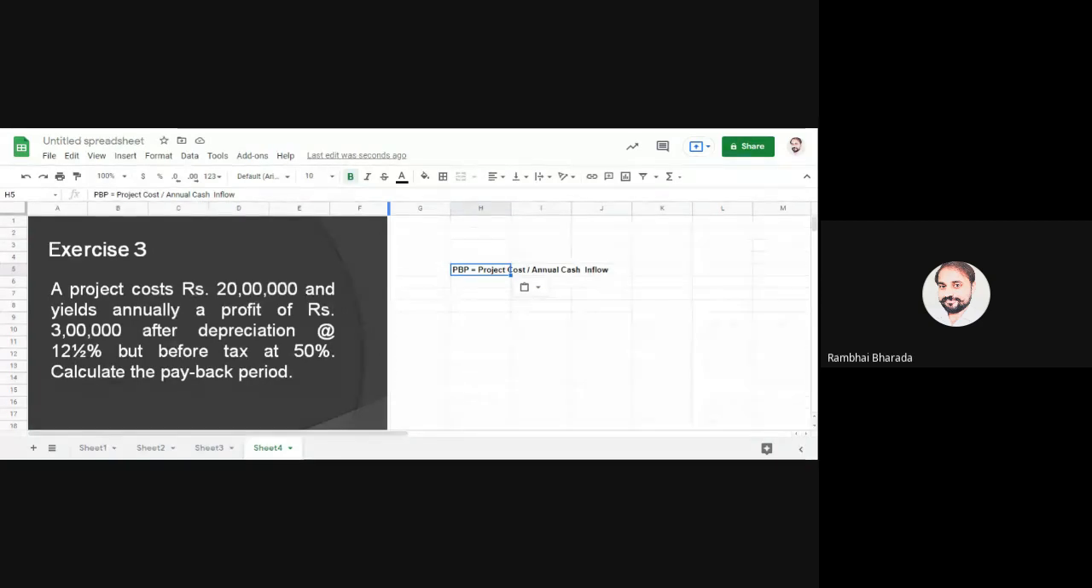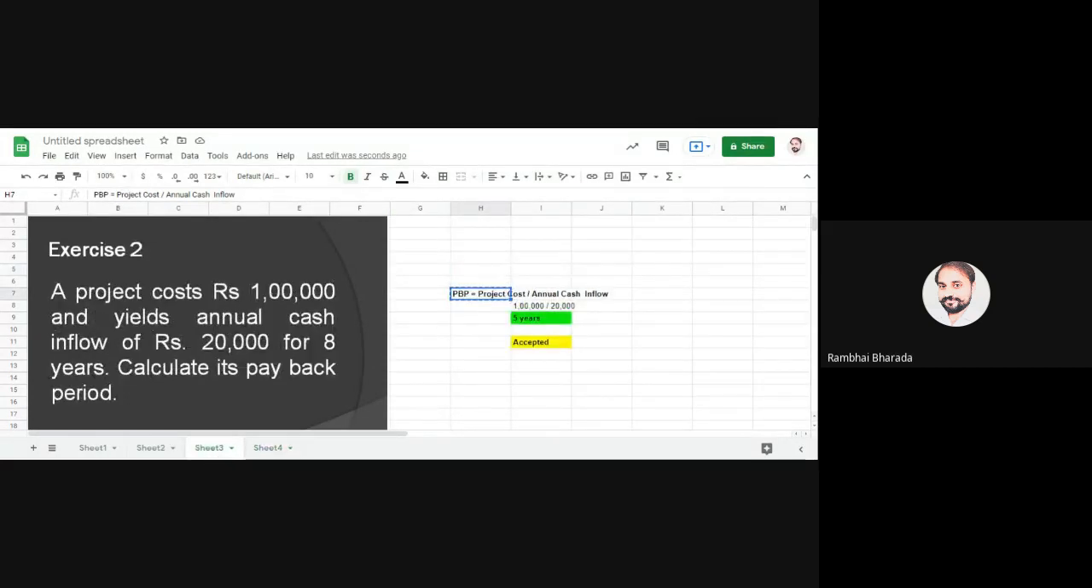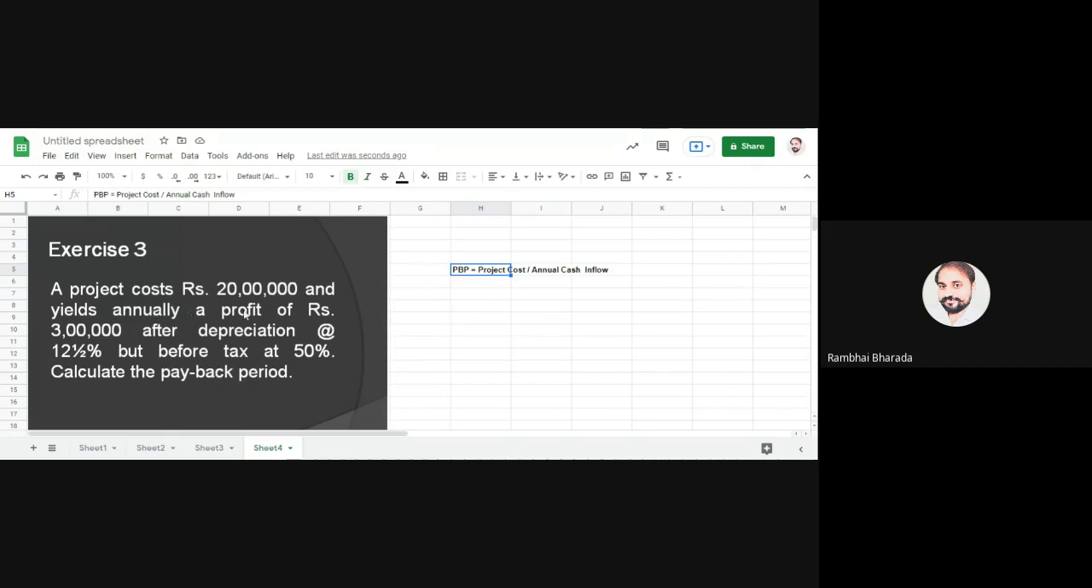Okay, again, I go to question number 2, exercise number 2. See here, what is the word given to you? It is annual cash inflow. Are you getting my point? In question number 2, we have cash inflow. But in question number 3, we have annual profit. So all my dear students, please remember annual cash inflow and annual profit both are not the same.